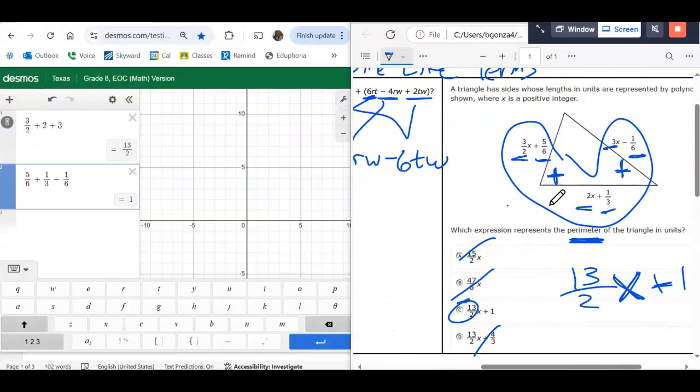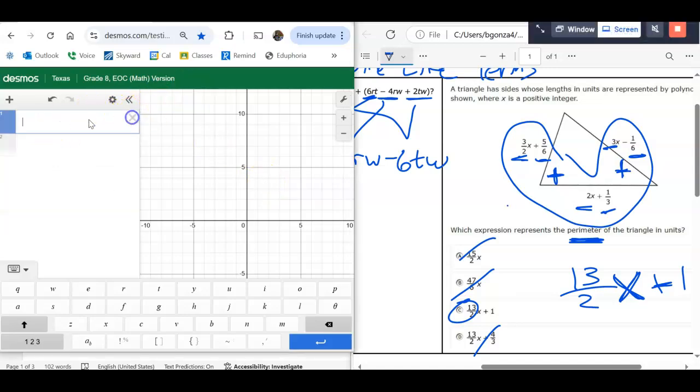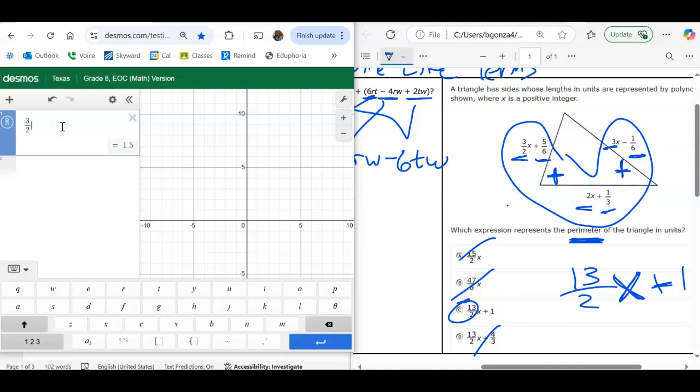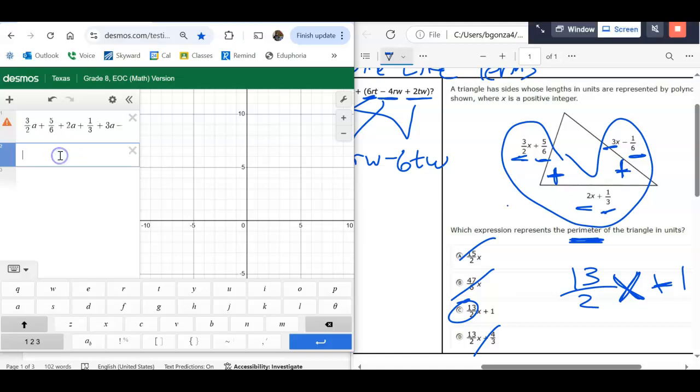Now, here's the deal. You could have done this the way I did it earlier, right? You could have done 3 over 2, and instead of x, I'm going to use some other letter. Let's pick a, okay? 3 over 2a plus 5 over 6 plus 2a plus 1 over 3 plus 3a minus 1 over 6. If you add up all of them in Desmos, do not use x.